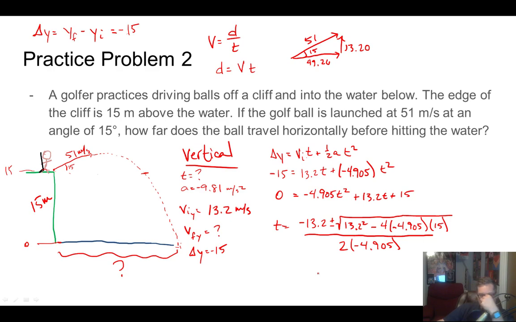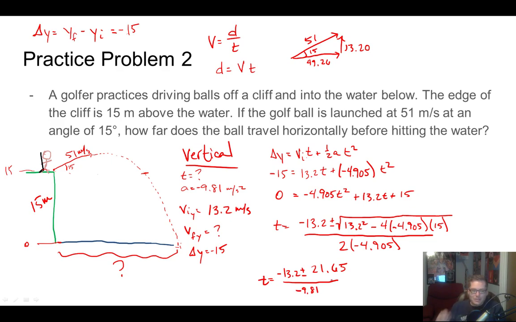Now remember, here's where life gets a little bit trickier. This is what I've got so far: my t is equal to negative 13.2 plus or minus my answer of what was in there, which was 21.65, all divided by 2 times negative 4.905. Oops, I forgot to do that part. Negative 9.81.